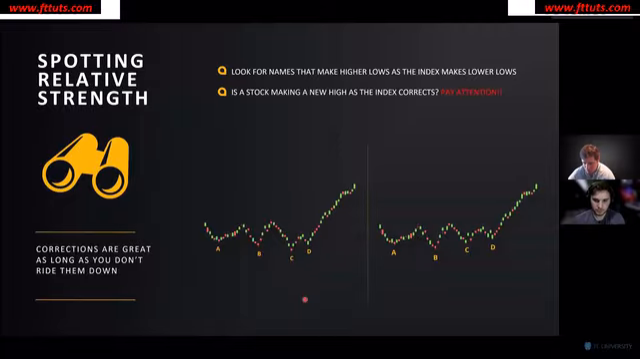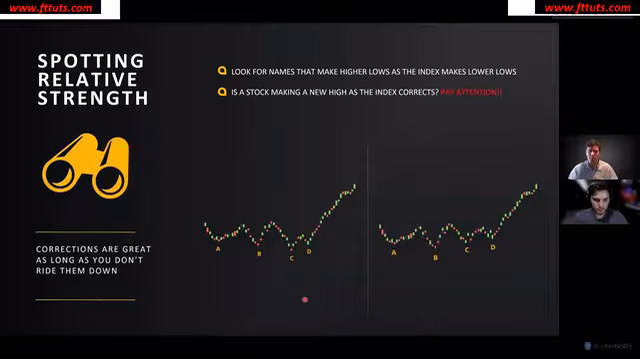So let's say the indexes are correcting and you've got some stocks pulling back to the 50-day. You've got other stocks that are only pulling back to the 20-day. Your strongest stocks are only pulling back to the 10-day. That is a simple visual filter. The ones pulling back to the 10 and 20-day are stronger than the ones pulling back to the 50-day, right? So that's a very easy way to see relative strength.